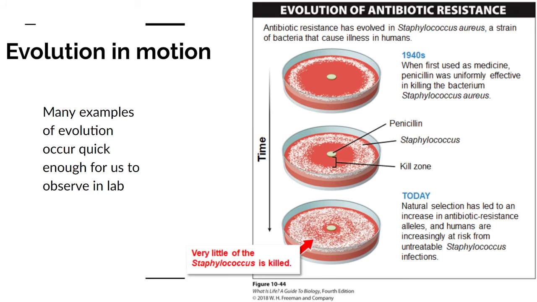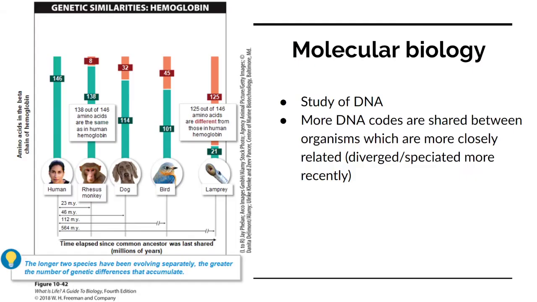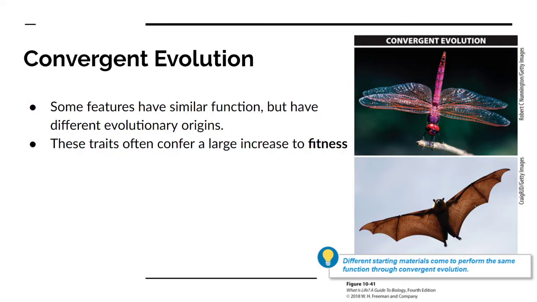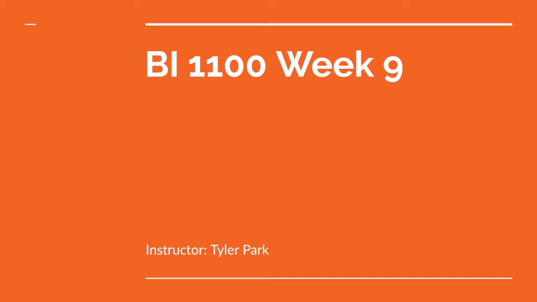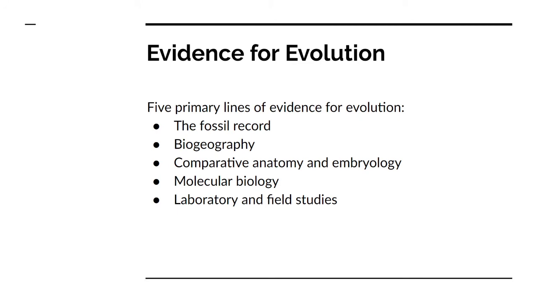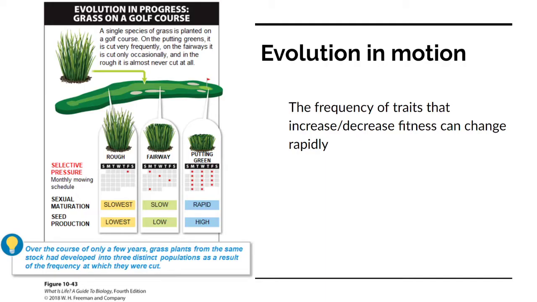All right. So let's go back to the beginning. We've talked about our fossil record. We've talked about biogeography. We've talked about comparative anatomy and embryology. We have talked about molecular biology. Let's talk about some field studies.